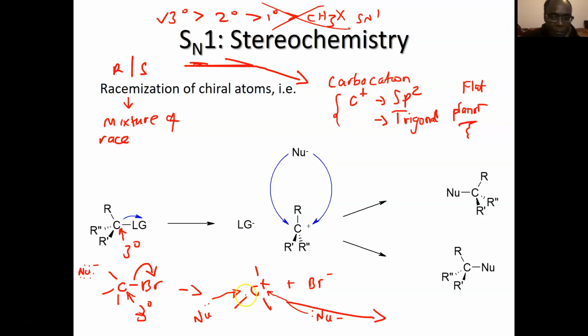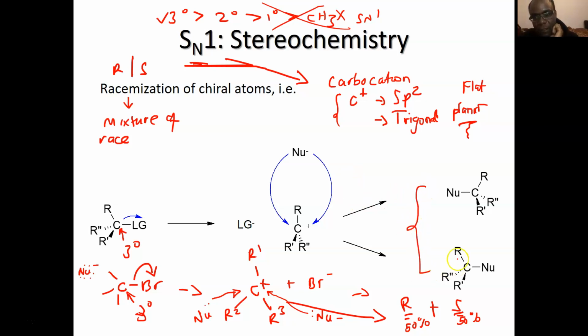So which means you might end up with equal amount of R and S. So especially if R1 is not the same as R2 and R2 is not the same as R3. If R1, R2, R3 are not the same, then you're going to end up with chiral centers, equal mixture of R and S. So like 50% chance to make R isomer, 50% chance to make S isomer. So that's what I'm describing here. So you get 2 products depending on the approach of the nucleophile.